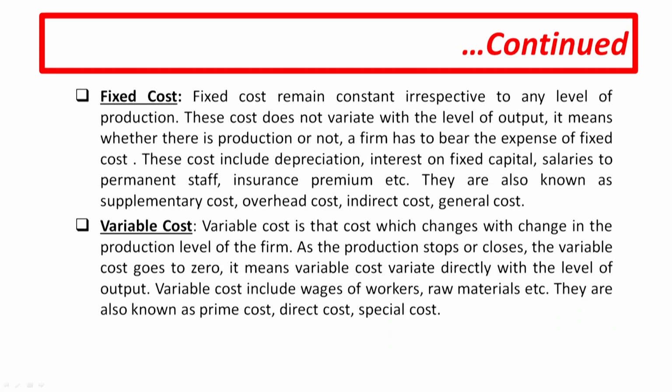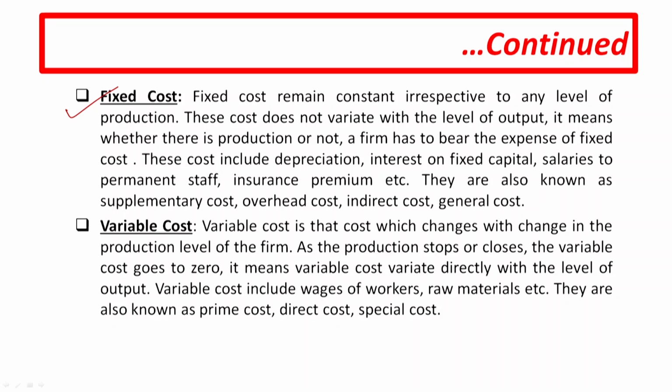Fixed cost. Fixed cost, as its name itself means, is a cost that is fixed. Fixed costs are the costs which do not change with the level of output. They remain constant as they are. If there is production or there is no production, this fixed cost remains constant. So, we can say that fixed cost is irrespective of any level of output.